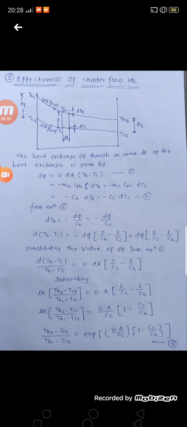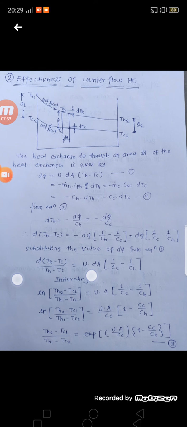In this equation, the bracket Th minus Tc is the same. So what is the value of dQ? dQ is nothing but U into dA into bracket Th minus Tc. So we write only U into dA, and we take this Th minus Tc to the left hand side, where it is in the denominator. So what is the remaining term at the right hand side? That is U into dA into bracket 1 upon Cc minus 1 upon Ch.